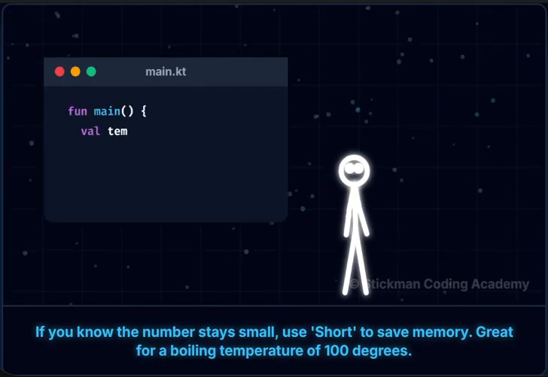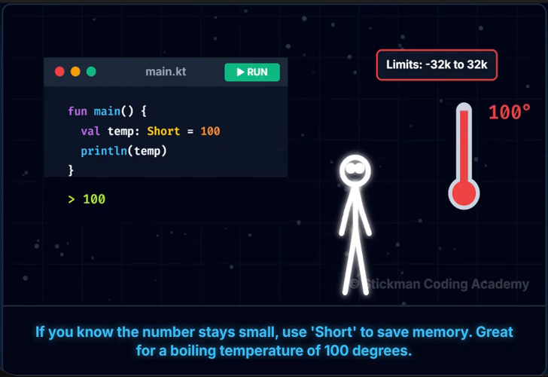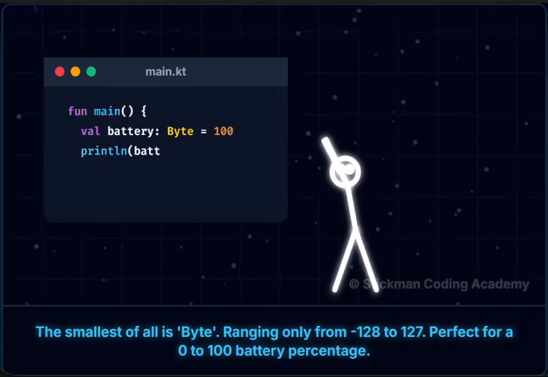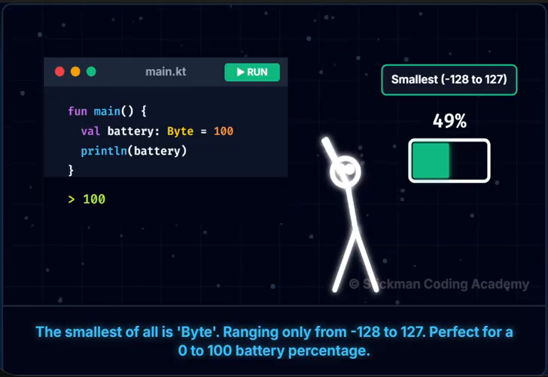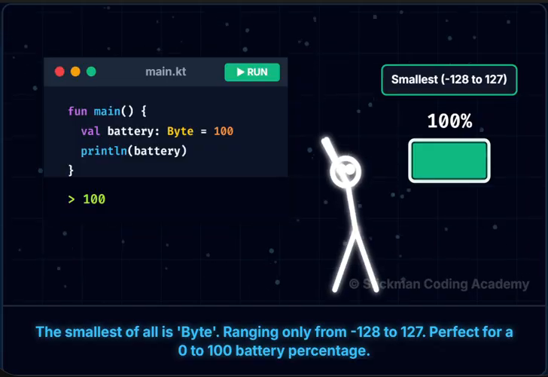If you know the number stays small, use short to save memory. Great for a boiling temperature of 100 degrees. The smallest of all is byte, ranging only from -128 to 127. Perfect for a 0 to 100 battery percentage.